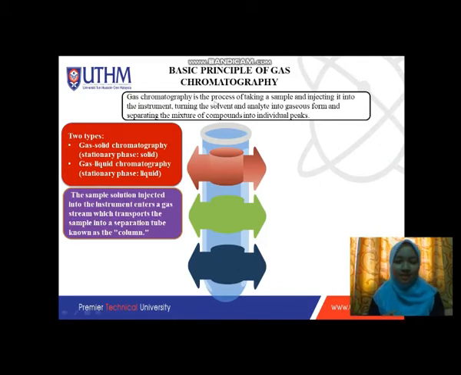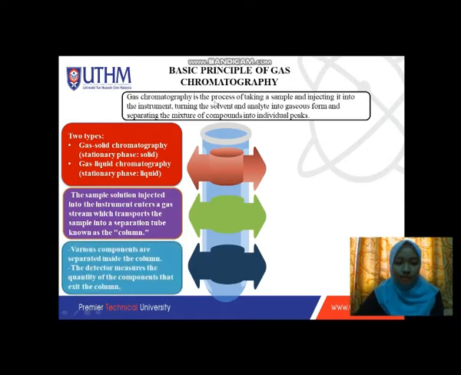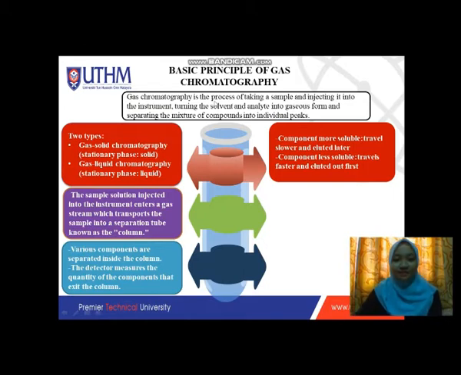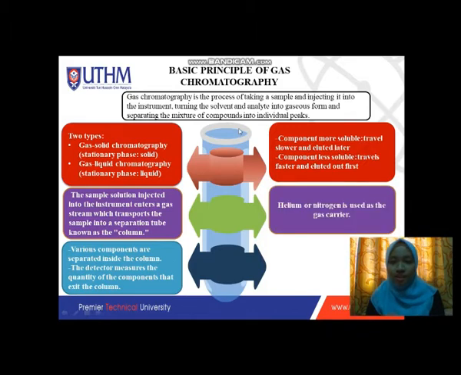The sample is injected into the instrument and enters a gas stream which transports the sample into a separation tube known as the column. The various components are separated inside the column, and then the detector measures the quantity of the compounds that exit the column. The component that is more soluble will travel slower and elute later, while the component that is less soluble will travel faster and elute first. The carrier gas used in gas chromatography is helium or nitrogen.